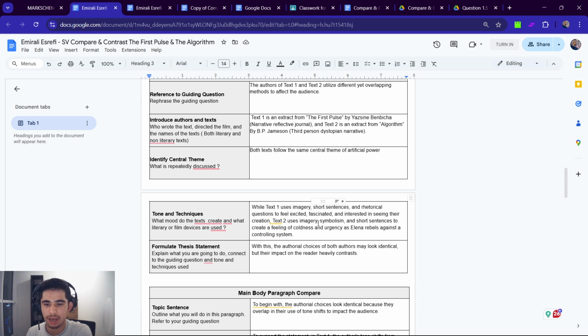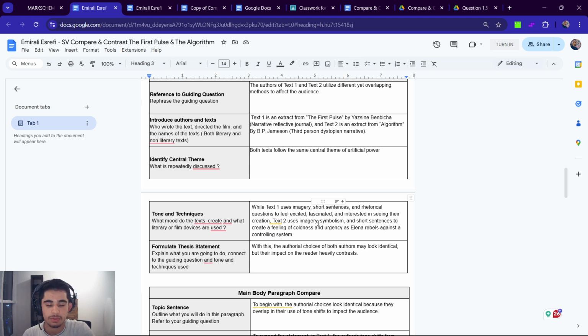So, identify the central theme. I said both texts follow the same central theme of artificial power. So central theme is basically what big idea is discussed across both texts, and as you see, I said artificial power. Next, we have mention the tone and techniques. So, what kind of mood does the text create, and what authorial devices are mainly used?